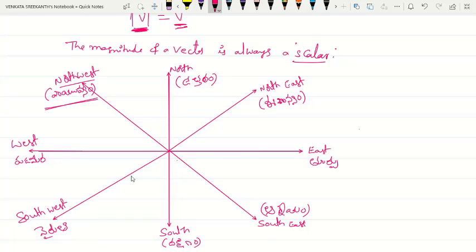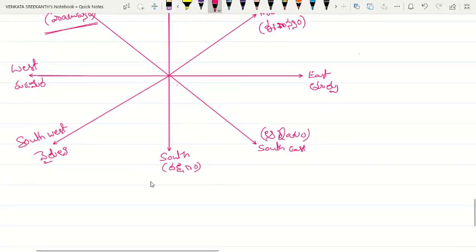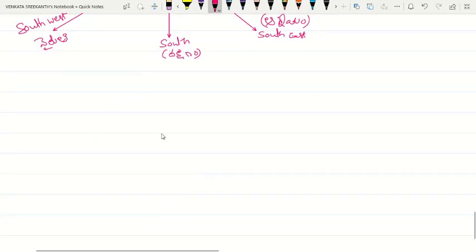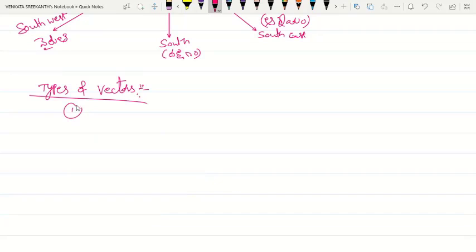Okay, these are the directions. Please remember it. Next, we are going to discuss the types of vectors. In these types of vectors, the first vector is equal vectors.